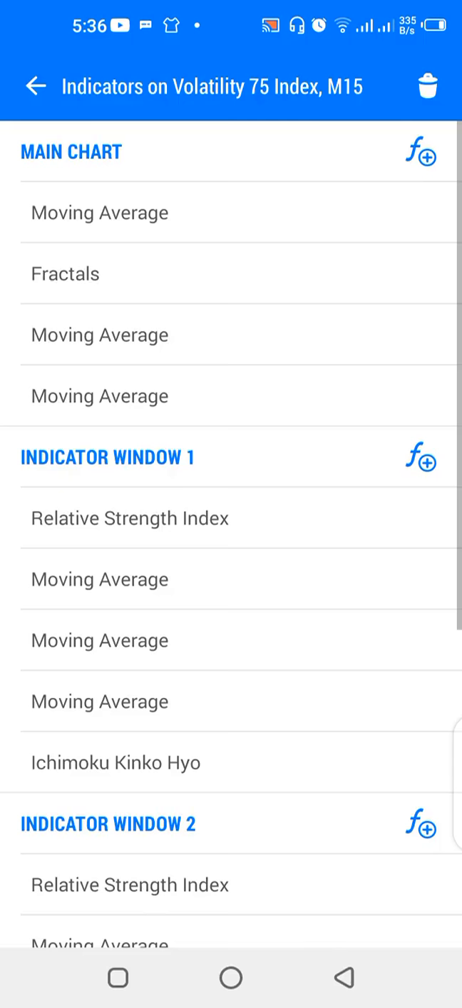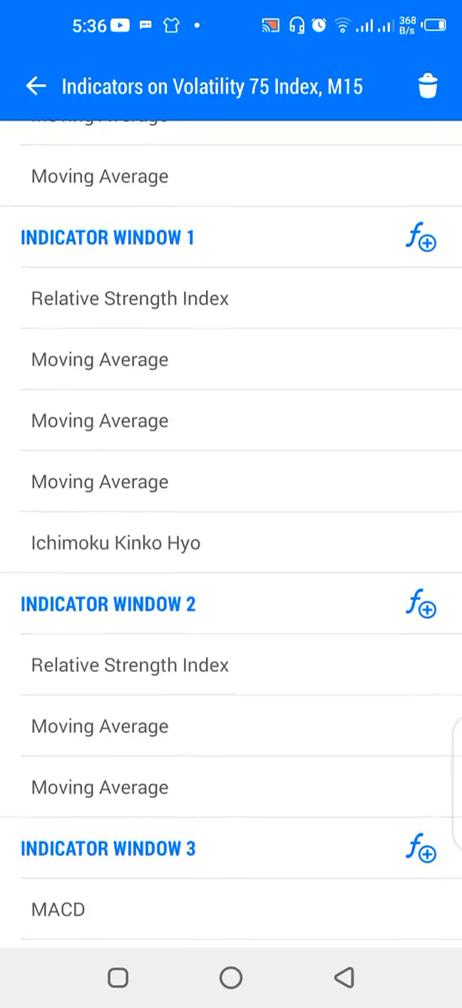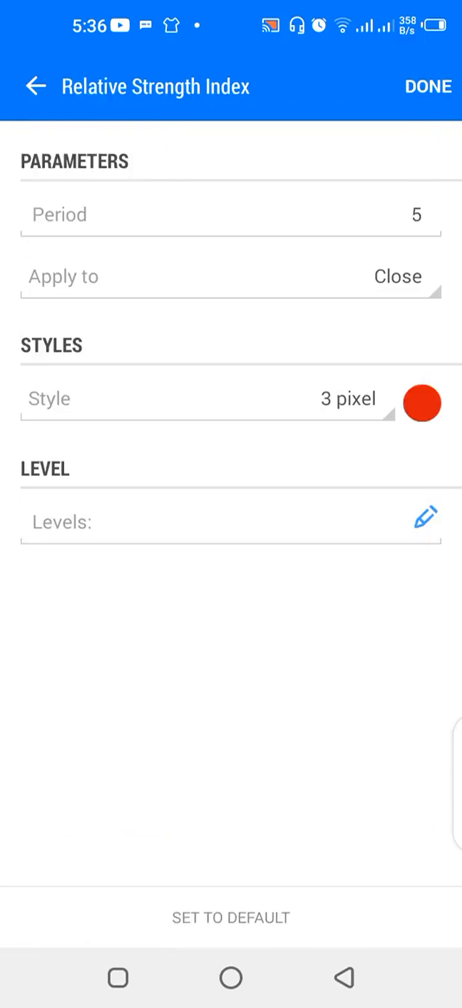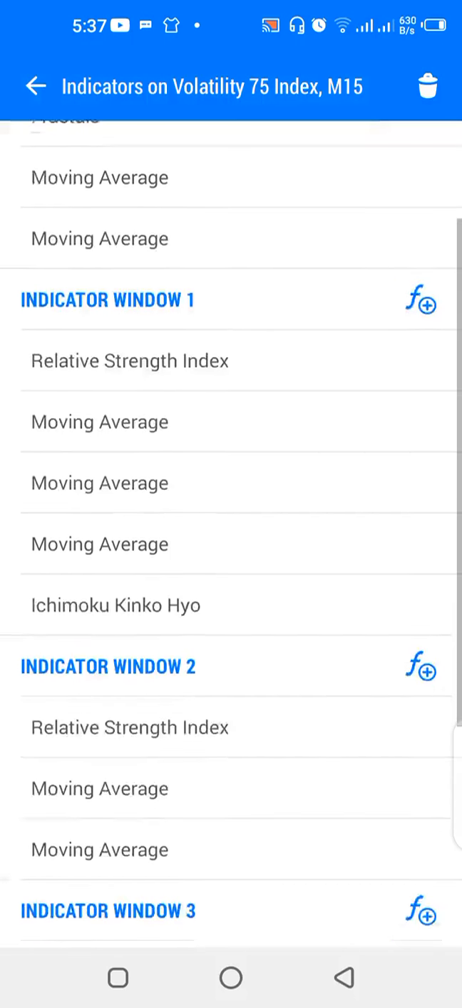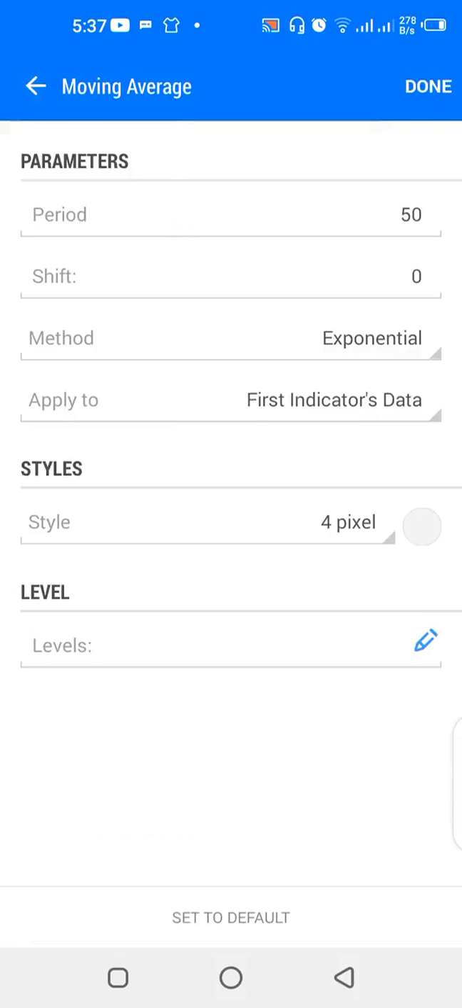Let's look at the settings for indicator window 1. We have the relative strength index. The period is 5, apply to close, color is red. Then we have a moving average, 50 period exponential moving average, apply to first indicator's data. Okay, the color will match the background color of the chart.